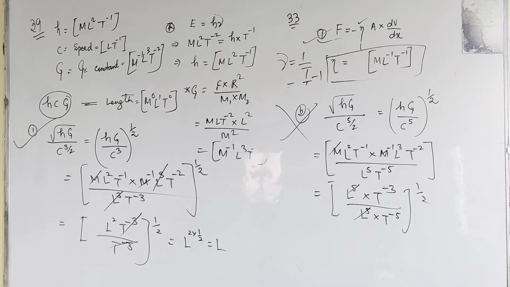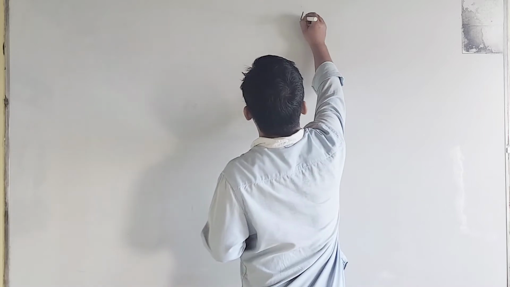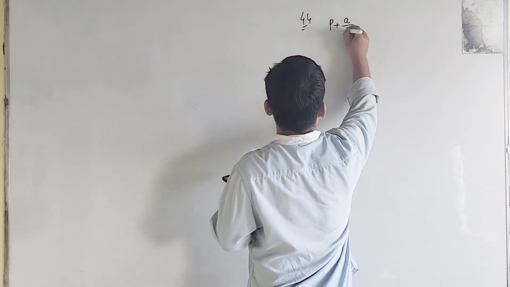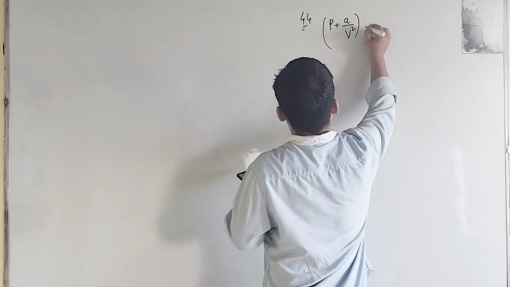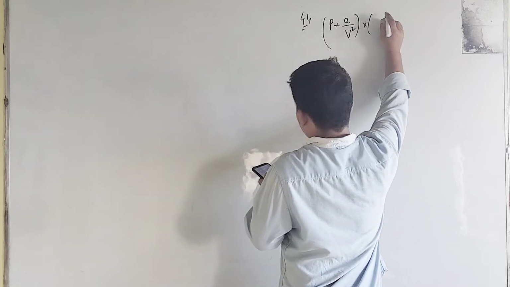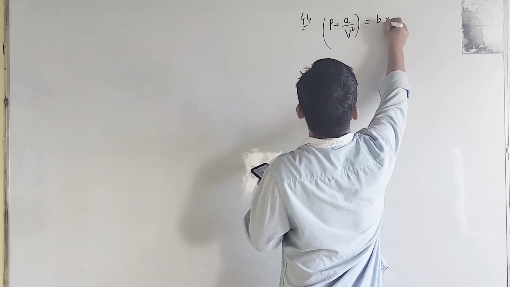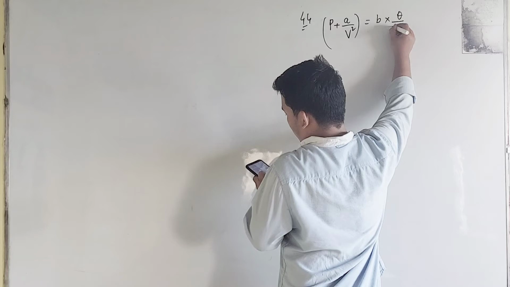Now let us proceed to question number 44. Here we have the given equation: P plus A divided by B square, into this, is equal to B into theta divided by V.